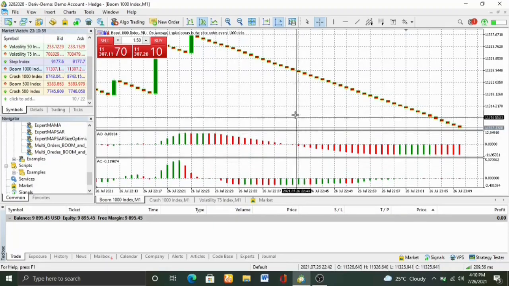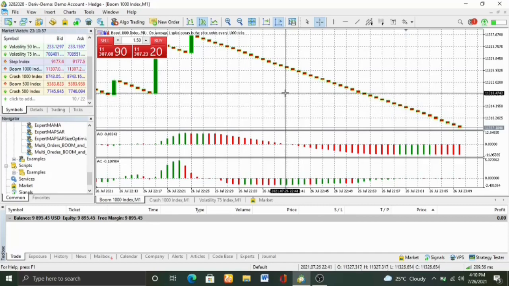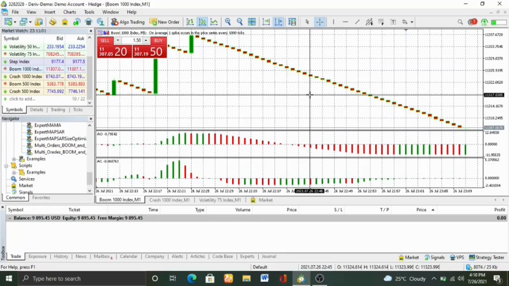So that is it, guys. If you can use this indicator very well, it's going to help you make some good profit. Because I've used it and it makes some good profit for me, and that's why I want to share this with you guys.